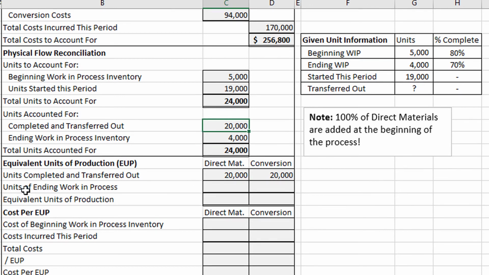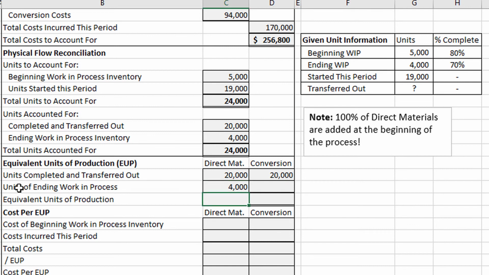Next, we can do the equivalent units of ending work in process. And we can do that first for the direct materials. So if we look over here, we see that there are 4,000 units in ending work in process. And if we read this note right here, we see that 100% of the direct materials are added at the beginning of the process. So if we're dealing with oranges and orange juice, all of the oranges are added at the beginning of the juice extraction process. So therefore, these 4,000 units in ending work in process have already had all of the oranges added. So that means all 4,000, or 100% of the 4,000, should be counted. So we can type in 4,000 here for the direct materials.